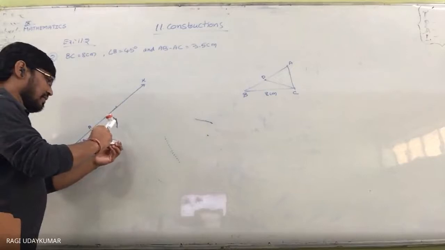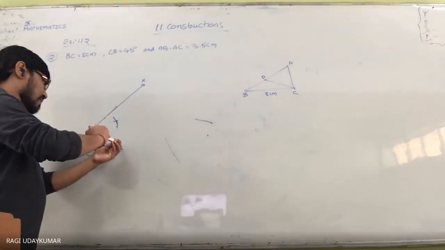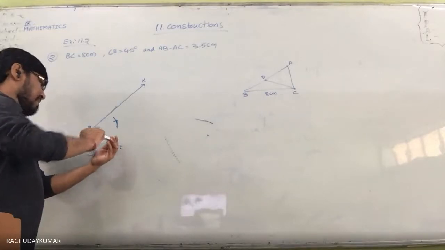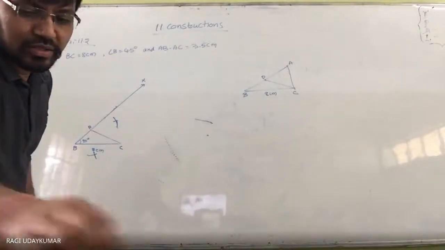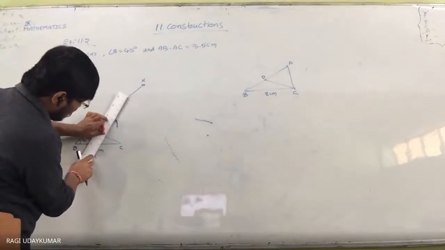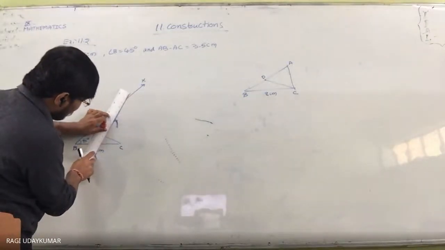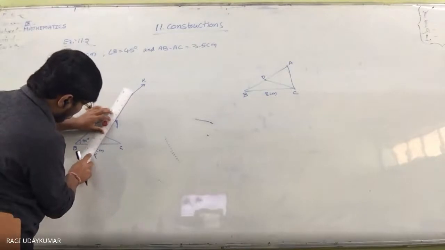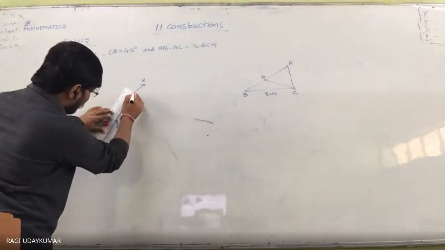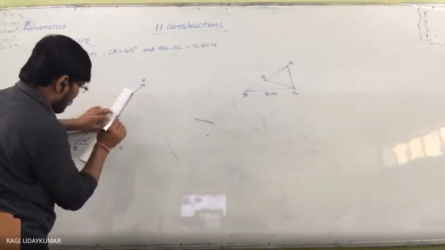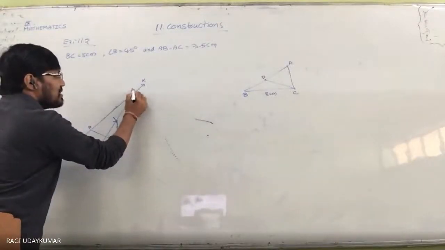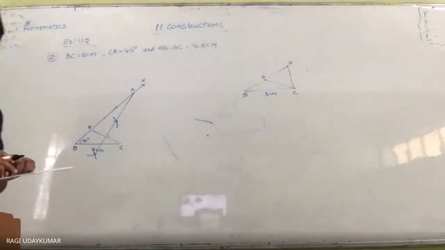And with C as a center, two arcs like this. After drawing the two arcs, join those intersecting points. These two intersecting points you have to join, this and this. See, this is the perpendicular bisector and it meets at a point A. This is the point A.